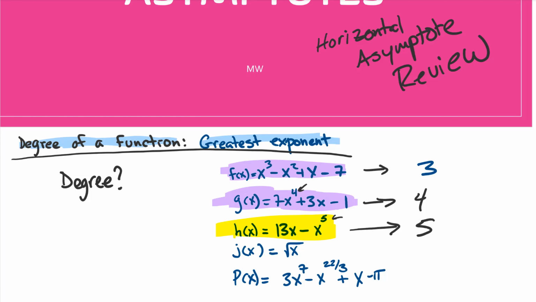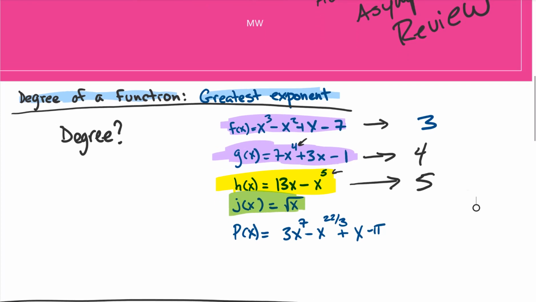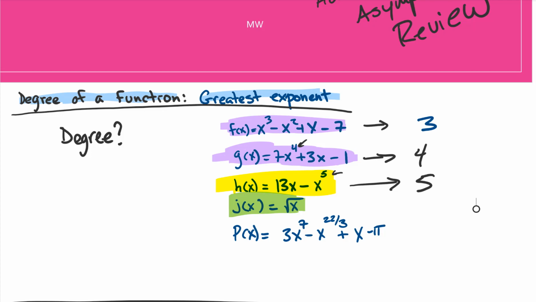Now we move to our next. What's j of x? What are we getting there? I don't know. What's that? The square root is x to the 1/2, right? So I guess the degree of that is 1/2. Cool. All right, well, let's go to p of x.